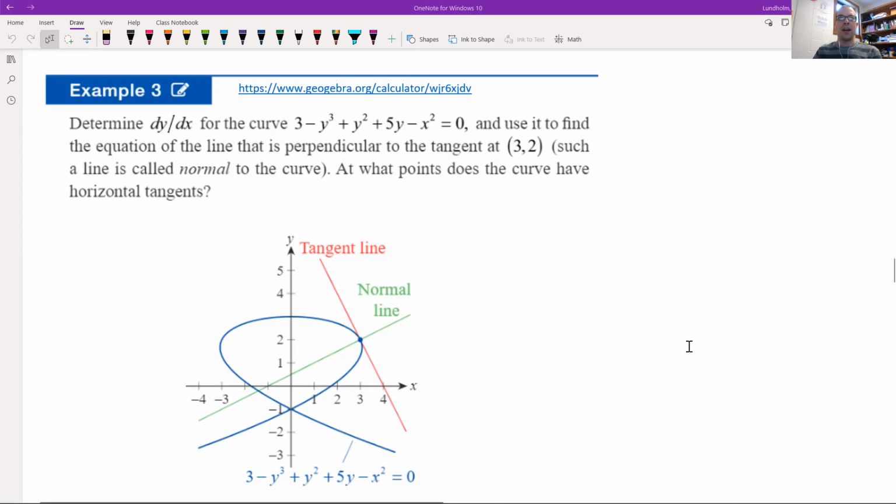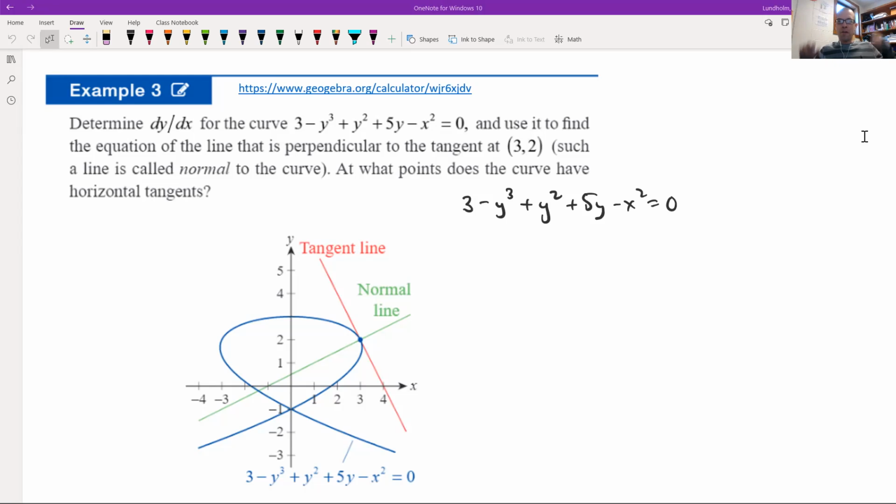Okay. So the big thing for this problem, let's go ahead and try to find the derivative dy dx. And we're going to use implicit differentiation. Let's go ahead and just write that down so we're all on the same page. Okay, 3 minus y cubed plus y squared plus 5y minus x squared equals 0.